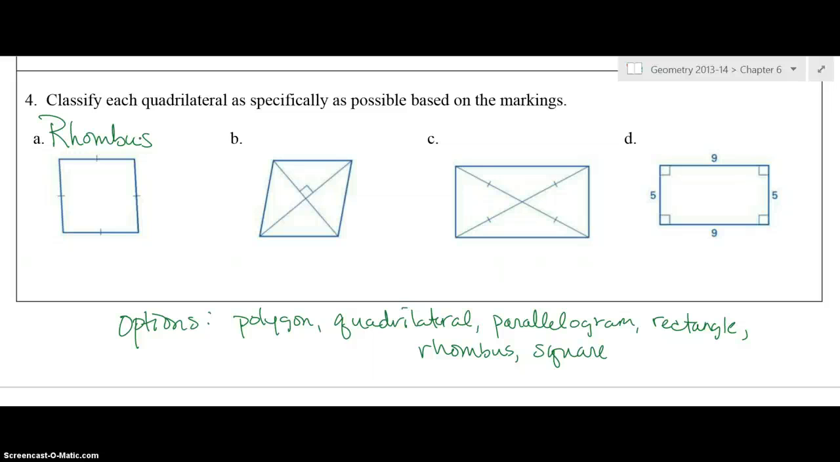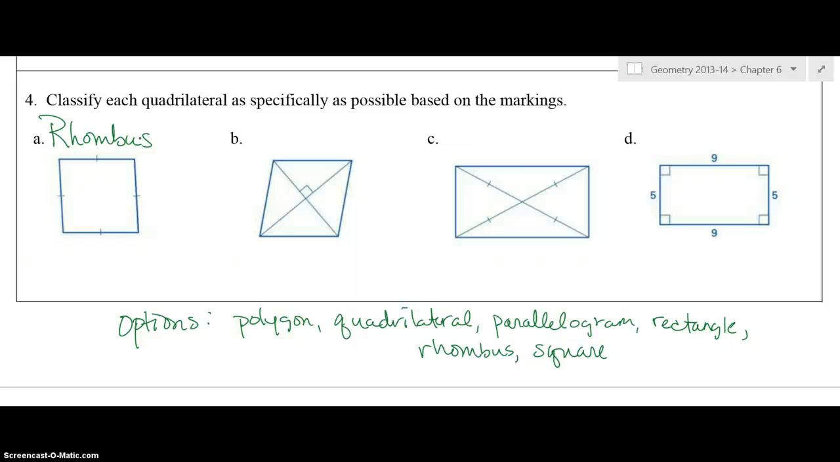What about B? Be very, very careful with this one. Now, a rhombus does have perpendicular diagonals. It is a polygon. There is one more specific thing that we can say about it. It is not a rhombus. It is a quadrilateral. Why is it not a rhombus?